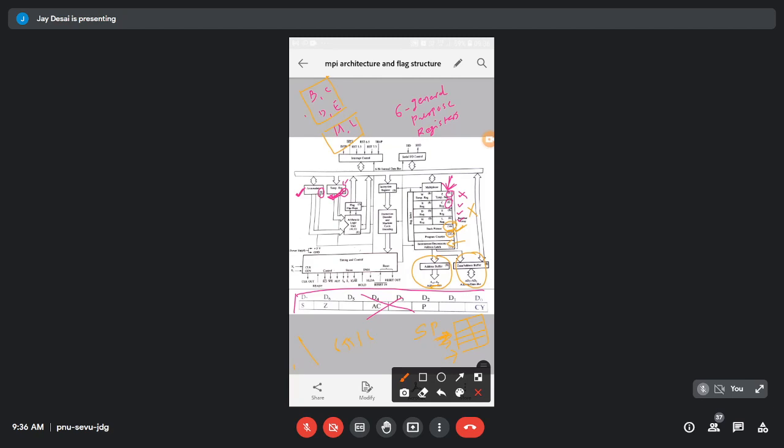What do you mean by multiplexed? Many to one. Multiplex pin I'm talking about, or bus. કોને કીધી આપણે multiplex bus? AD0 to AD7. So this pin contains the lower order address as well as data bus.